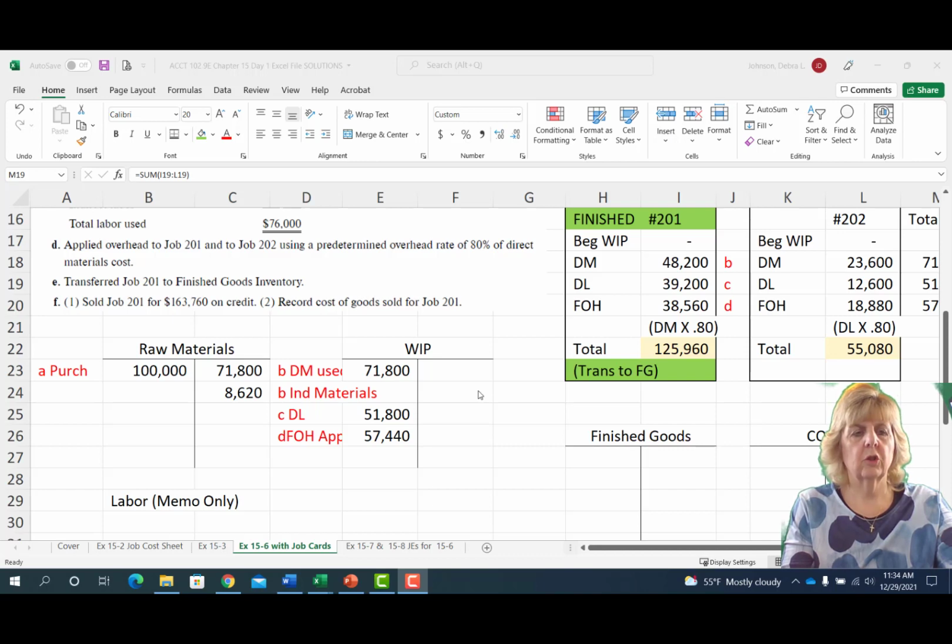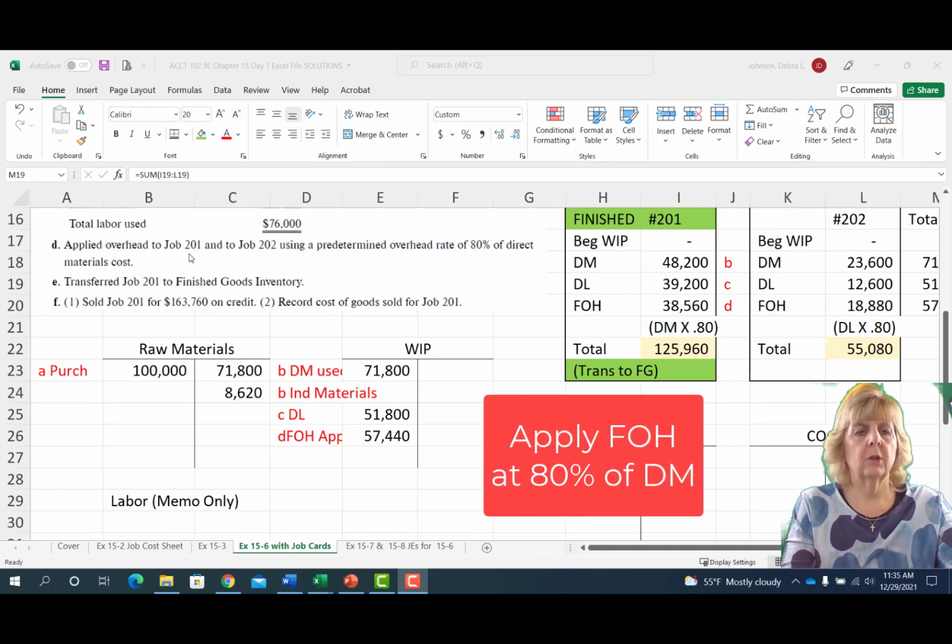So now let's try letters D, E, and F. Letter D will have us applying overhead. The key word there is applied overhead to both jobs 201 and 202 using a predetermined overhead rate of 80% of direct materials. Pay attention to that one.